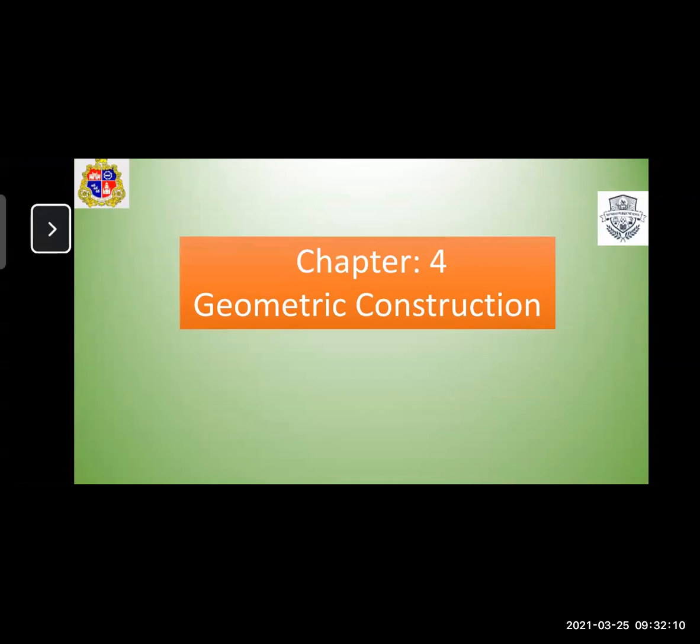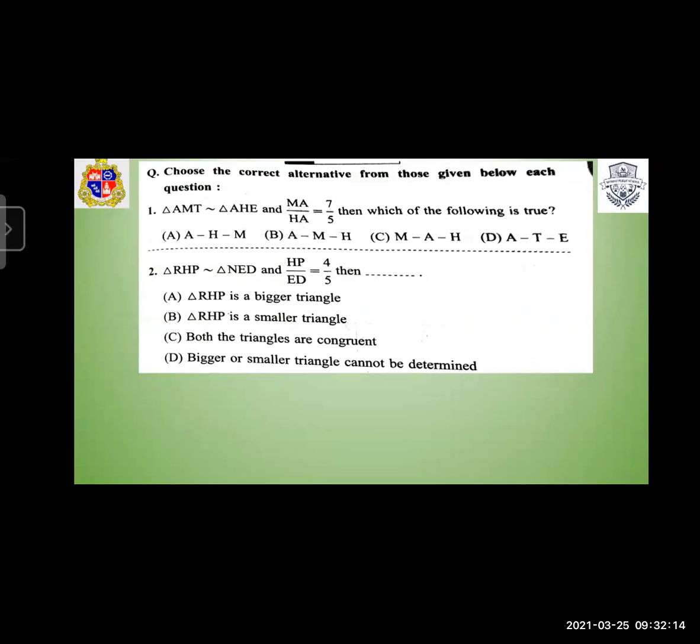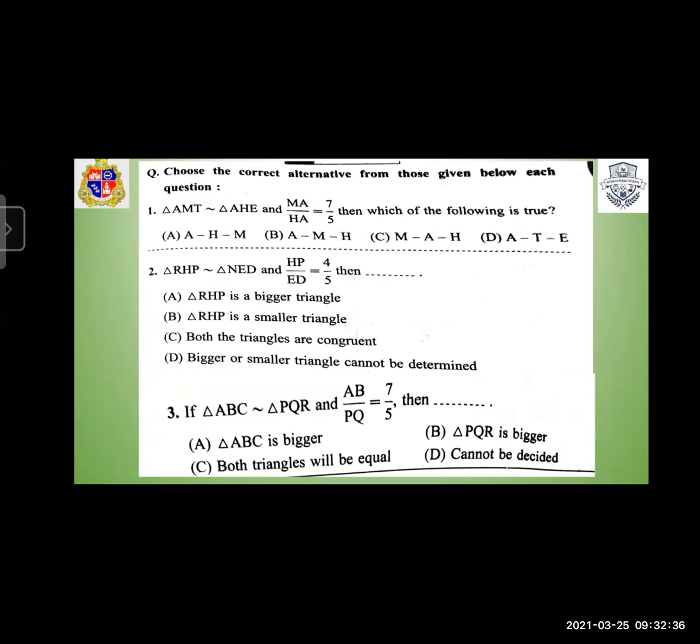Now next, chapter number 4, geometry construction. From this chapter, sometimes questions may be asked. Because this chapter is based on construction, the weightage is 7 marks, so a minimum of 3 questions can be asked. 2 plus 3, a 2 mark or 3 mark question, like that. So only 3 questions we solve here.